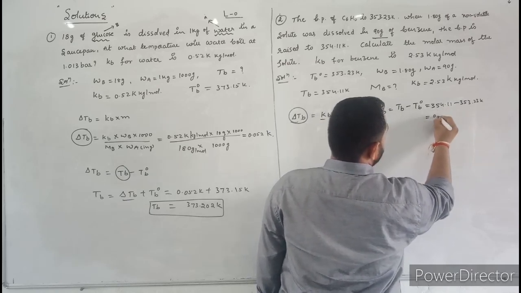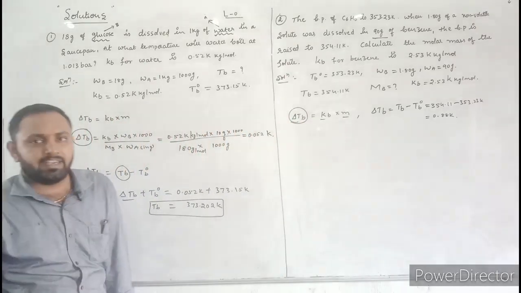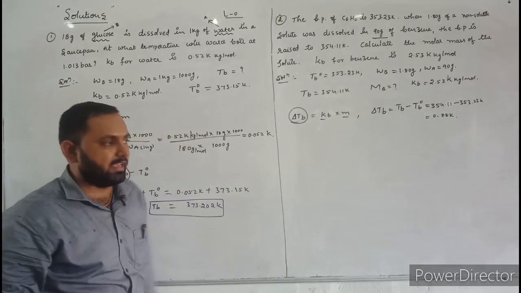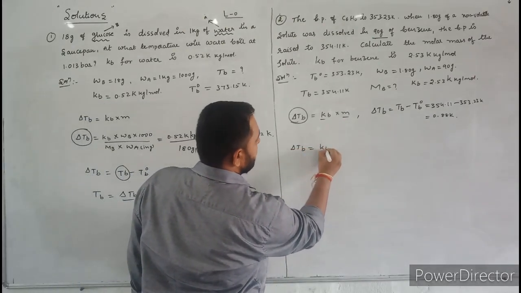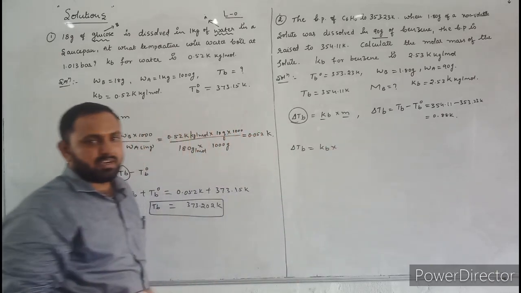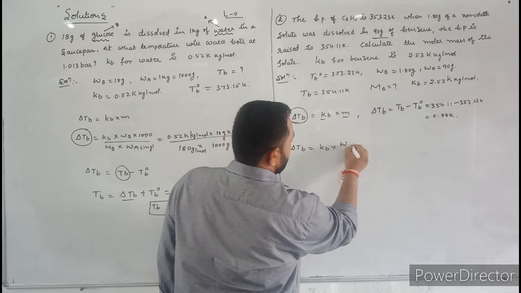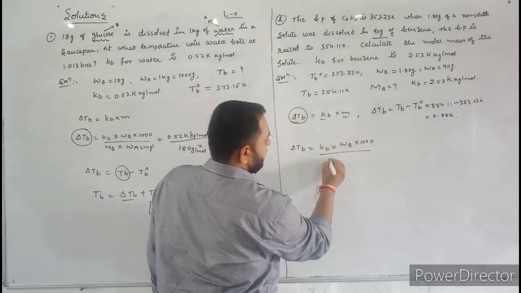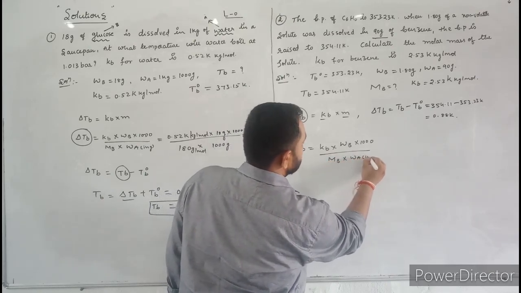You just subtract these two values, you will get 0.88 Kelvin. This is the delta TB value. Now you just substitute the molality formula here. Delta TB is equal to KB into molality, which means molality is equal to weight of solute into 1000 divided by molecular mass of solute into weight of solvent in grams.